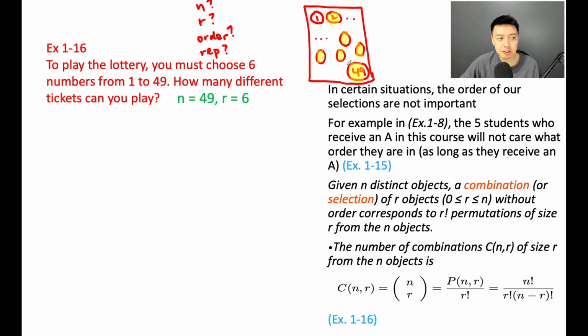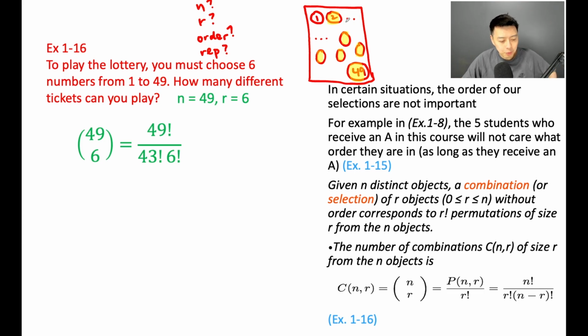And does it have repetition? No, because if you pick a 2, you can't pick a 2 again. So no repetition for this question. So quite simply, the answer is 49 choose 6, and the solution is 49 factorial over 43 factorial times 6 factorial. This is basically the straight application of a combination without repetition.